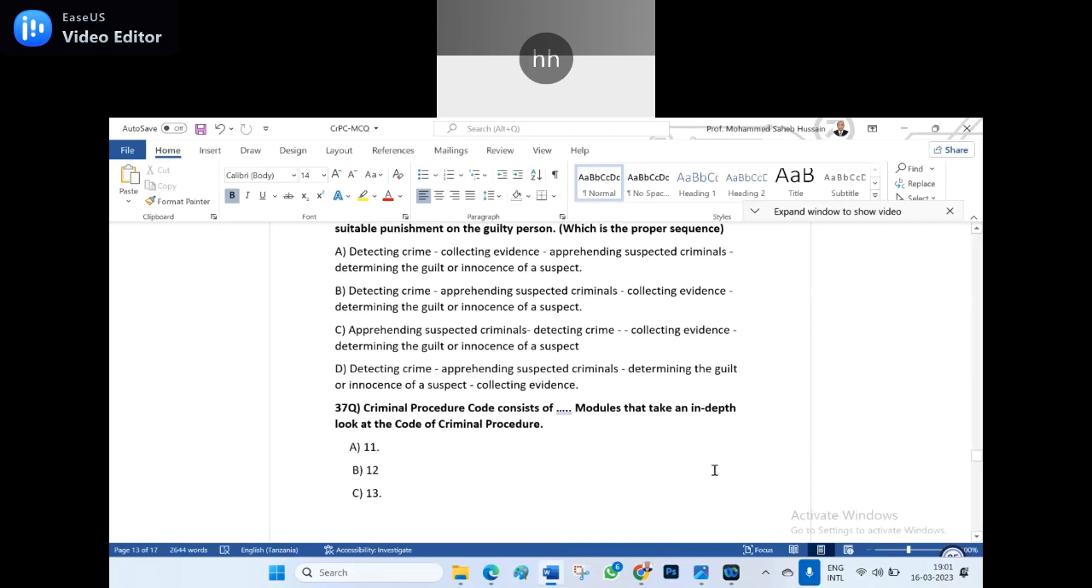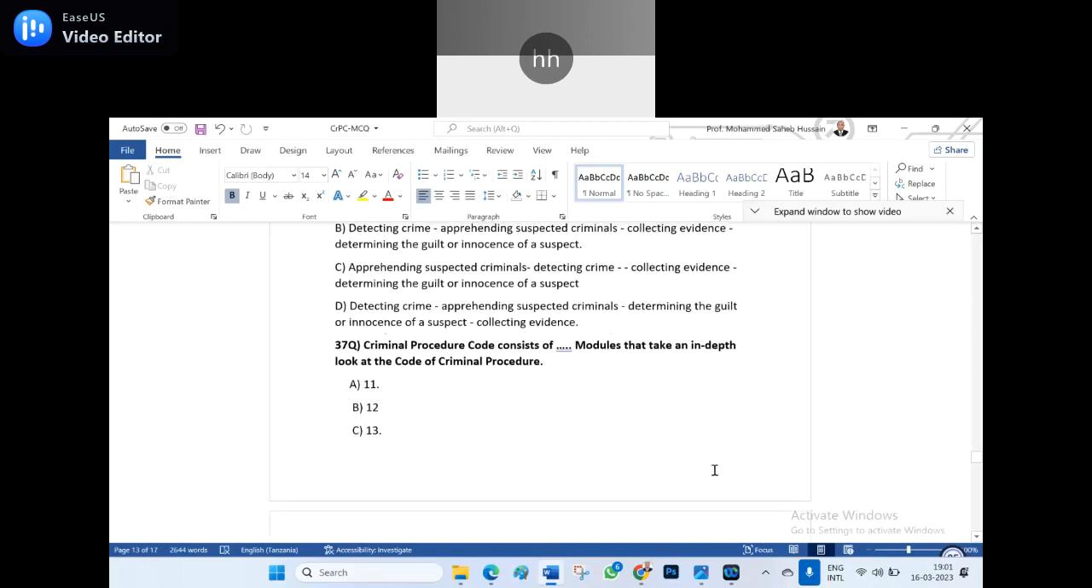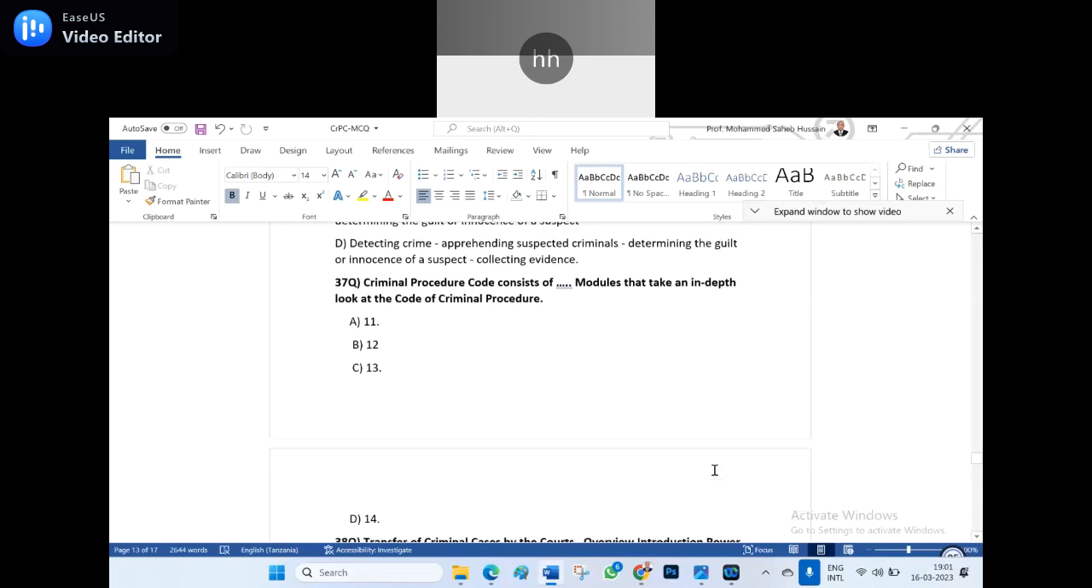Now 37th question. Criminal Procedure Code consists of dash modules that take an in-depth look at the Code of Criminal Procedure. A. 11 modules. B. 12 modules. C. 13. D. 14. D 14. Wrong. C 13, sir. 13 is the right answer.